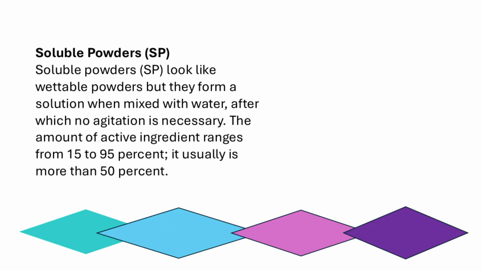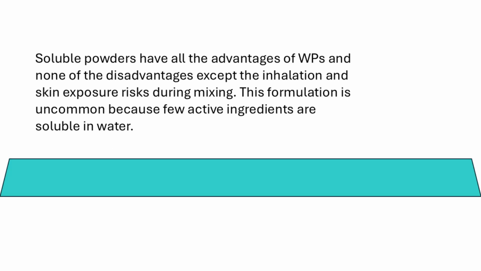Soluble powders, SP. Soluble powders, or SP, look like wettable powders, but they form a solution when mixed with water, after which no agitation is necessary. The amount of active ingredient ranges from 15 to 95%. It is usually more than 50%. Soluble powders have all the advantages of WPs and none of the disadvantages except the inhalation and skin exposure risks during mixing. This formulation is uncommon because few active ingredients are soluble in water.